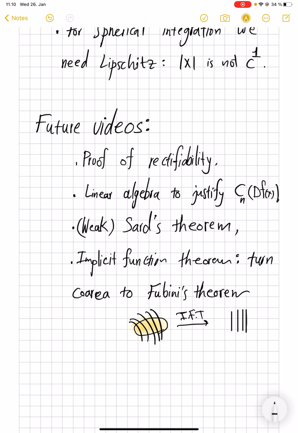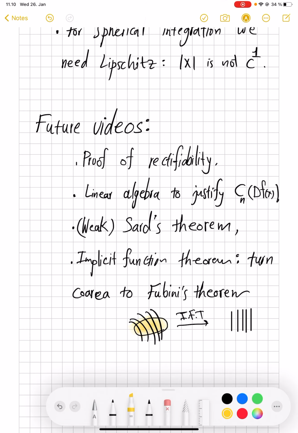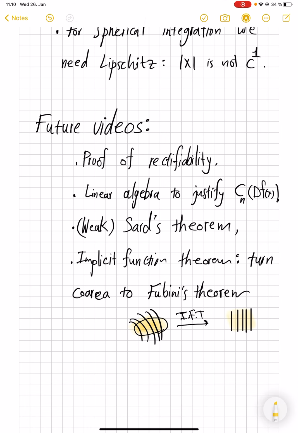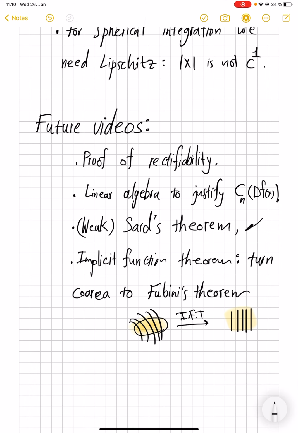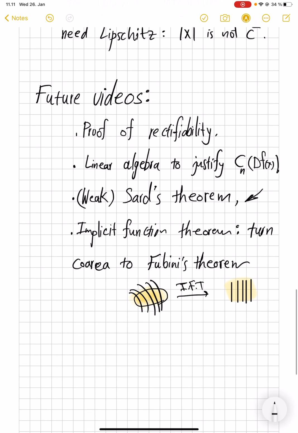So after you apply the implicit function theorem, via a C1 diffeomorphism, you will turn the picture into this picture. And now integrating over fibers is just doing Fubini. That will be the core idea behind the proof in the regular part of the set, and then Sard's theorem will take care of the critical part. So that all is going to come up in future videos.